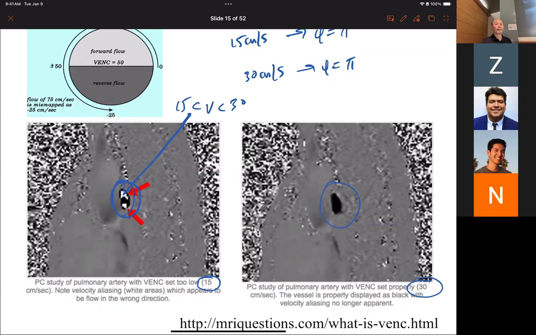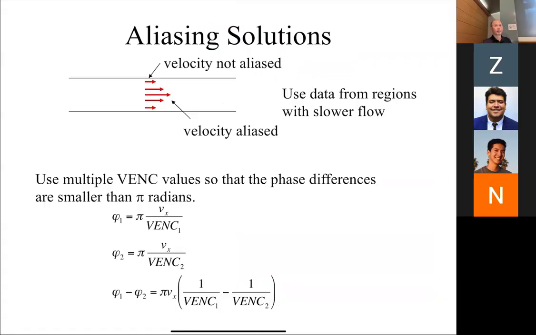Why don't you just set the VENC really high all the time? Yeah, that's a great question. Let's say you set the VENC to like 100 all the time, right? But your flows are like 1 or 2 centimeters per second. Then the phases you're going to get are very small, so they'll be much noisier. So you don't want to set the VENC too high, right?